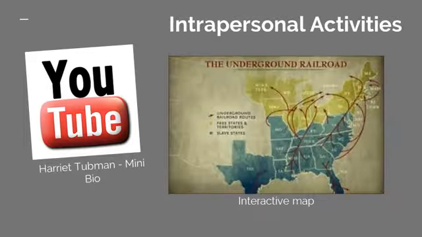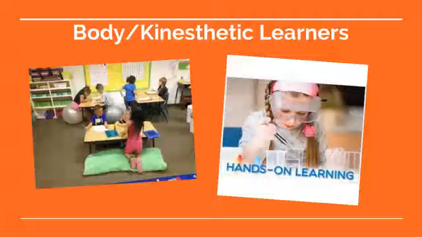Some of the intrapersonal activities that will be used during this unit are the use of YouTube and a mini bio on Harriet Tubman. Students will also have the chance to use interactive maps to click and explore the different routes of the Underground Railroad.